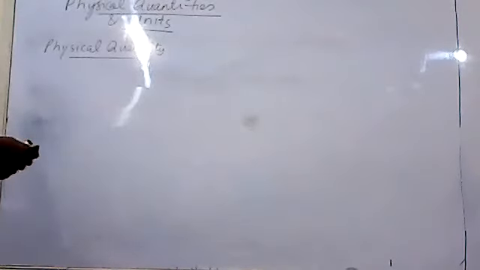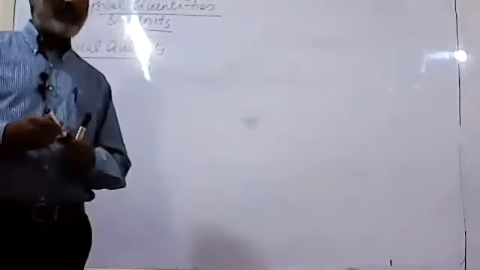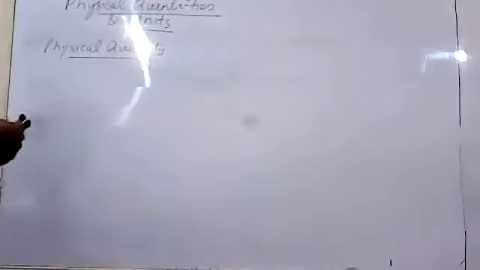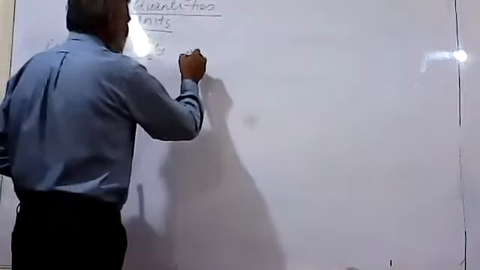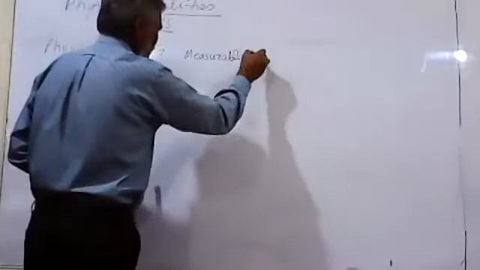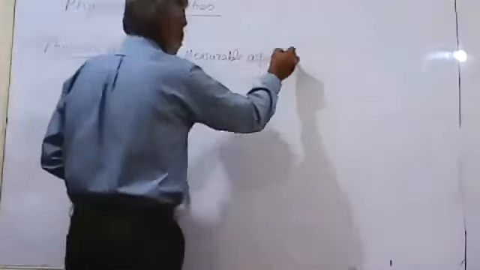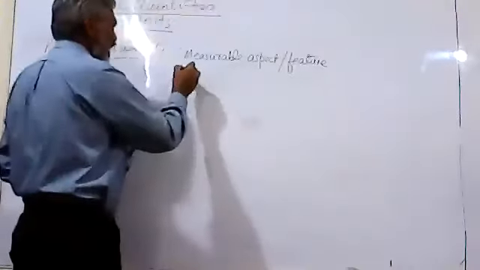There are certain quantities which we cannot measure, and those are not physical quantities. They are referred to as abstract quantities. For example, our love for something is not exactly measurable, so that is not a physical quantity. So a physical quantity is a measurable aspect or feature of an object.